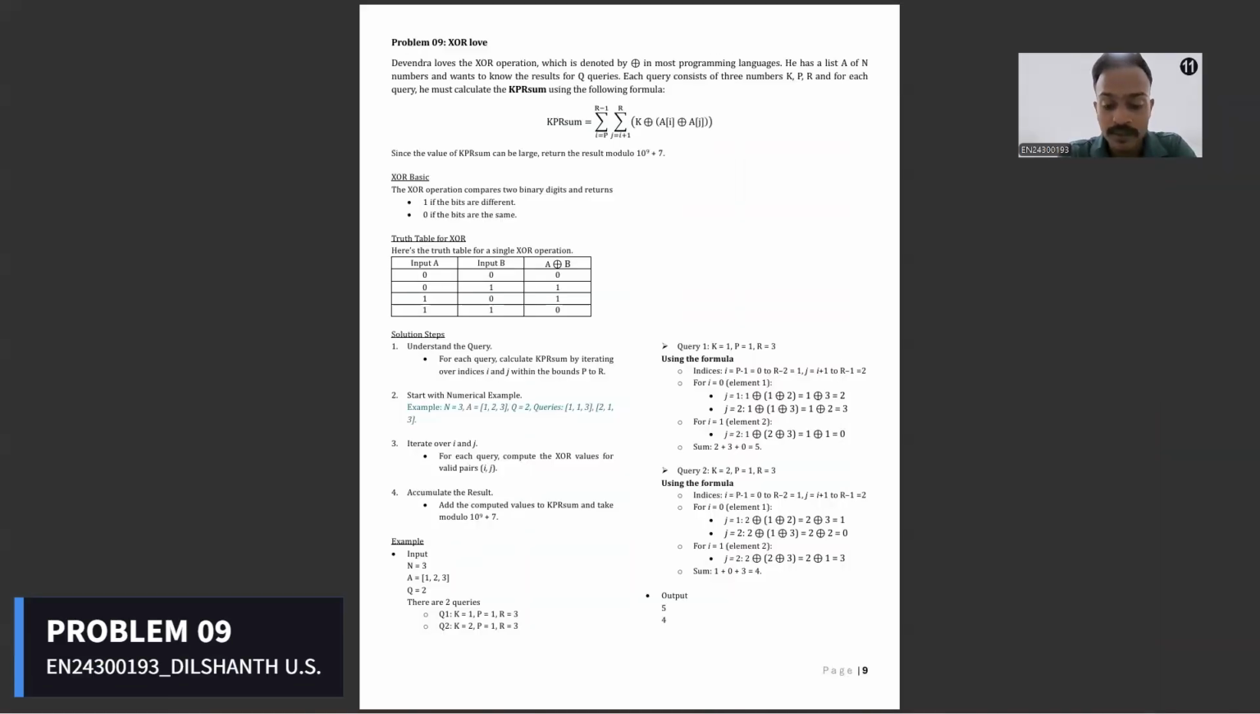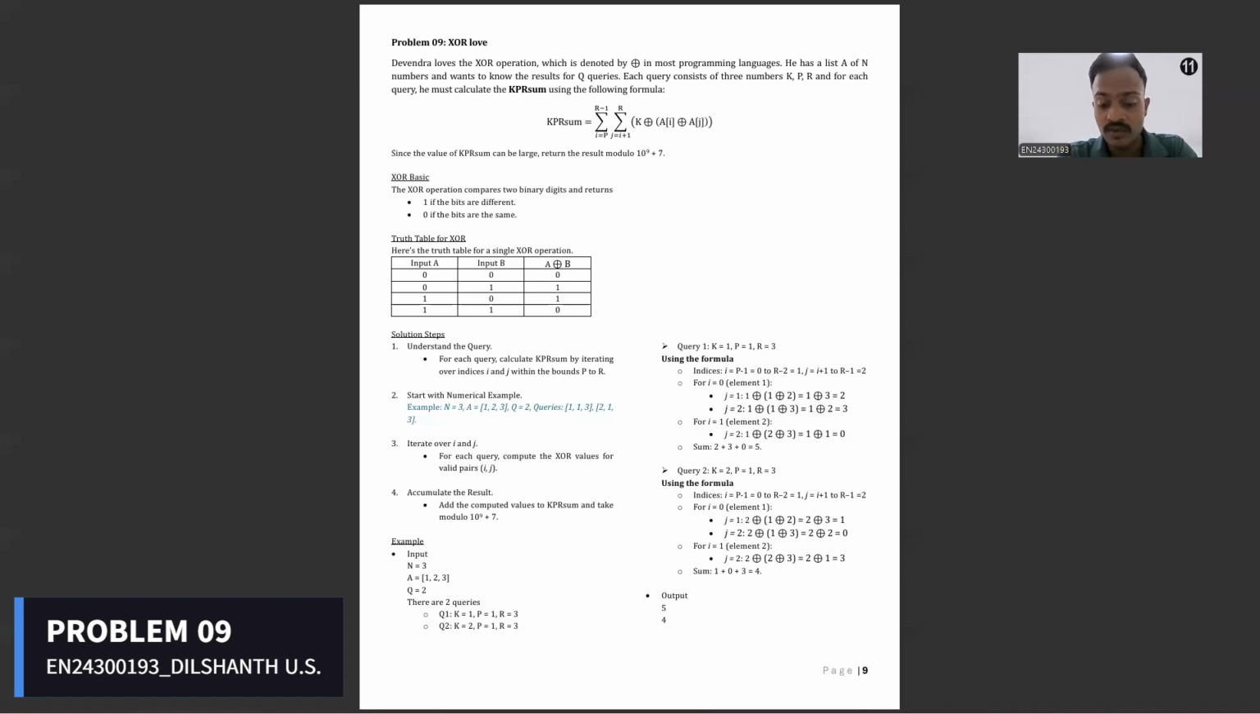XOR operations: many programming enthusiasts find the challenge fascinating. The challenge revolves around calculating the KPR sum. For a list of numbers, based on specific queries, each query is defined by 3 parameters K, P, and R. The task is to compute the sum of XOR operations between selected elements of the list, constrained by the indices P and R, further modulated by 10 to the power 9 plus 7 for manageability. To tackle this, the solution involves systematically iterating through the list for every query, computing the pairwise XOR values within the specified range and summing them up.